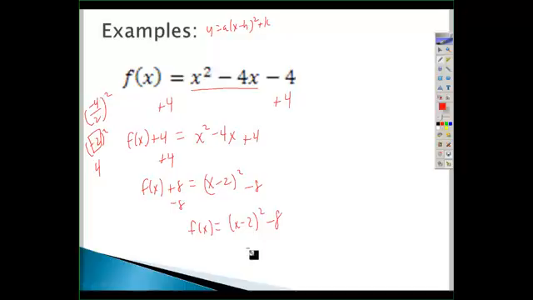So the benefits, once again, we have a vertex at 2, negative 8. Positive a value is going to open up. We'll have a min at 2, negative 8. So there's a lot of stuff we can take from that.